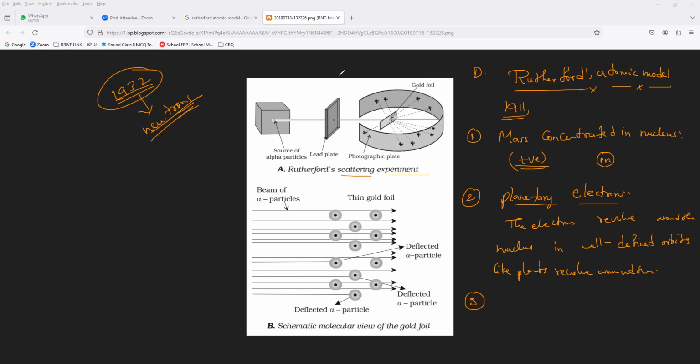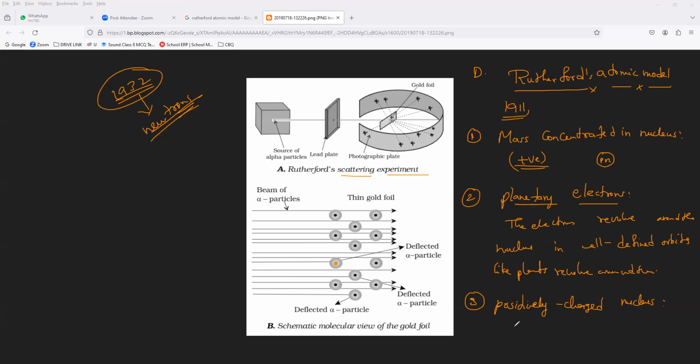What is the charge of the nucleus, everybody? Positive charge or negative charge? Rebounding only takes place when it is striking at the center. That is deflecting or rebounding. So what is the charge of the nucleus, guys? Positive. Positively charged nucleus. That is the third point. The nucleus is positively charged.